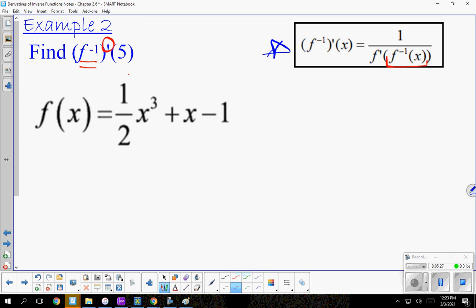And the question wants me to plug in 5. So if I'm finding the inverse of 5, I just plug 5 in here. And this is where I need to start. I need to find the inverse of 5. I need to know what that's equal to.